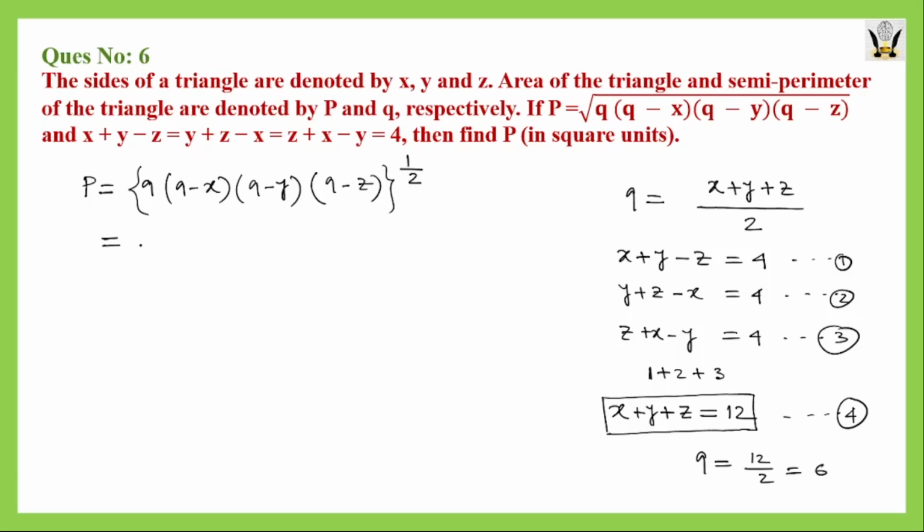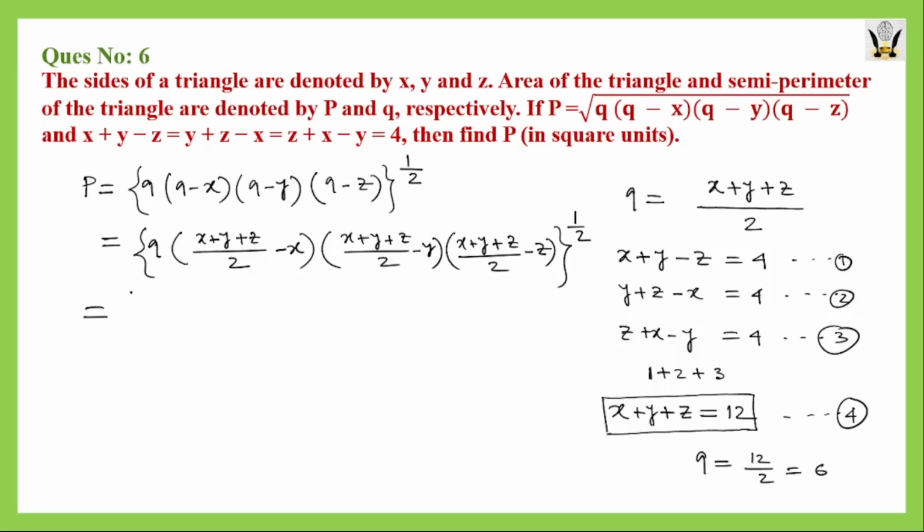Now if we further simplify this, then it will be q, and in place of q, if we replace q by this value, x plus y plus z divided by 2 and then minus x, and similarly, it can be simplified this way. I am keeping q as q only, and this first term will be simplified like x plus y plus z minus 2x. So plus x and minus 2x will be minus x only. So y plus z minus x divided by 2, that is 4.